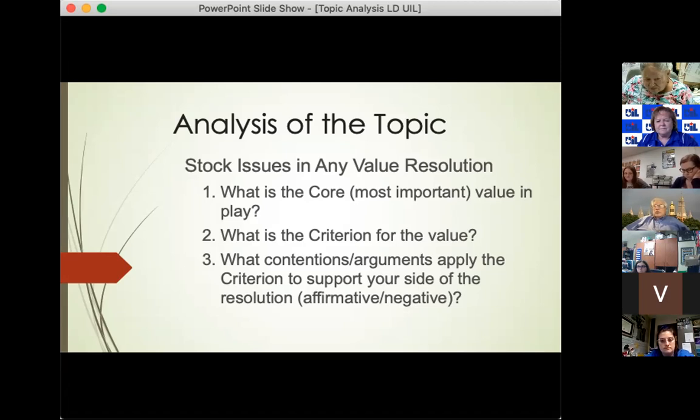And then the case begins in earnest. What the case contentions or arguments do is to try to show how the criterion is met by your side of the resolution, whether that's the affirmative or the negative. So those are the three elements of any value resolution. What's the core value? What's the criterion for that value? And then what contentions or arguments apply the criterion to your side of the resolution?